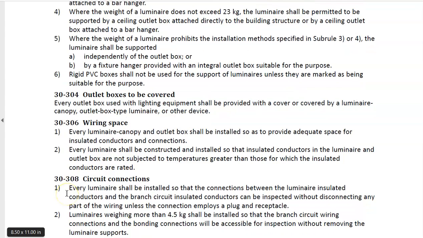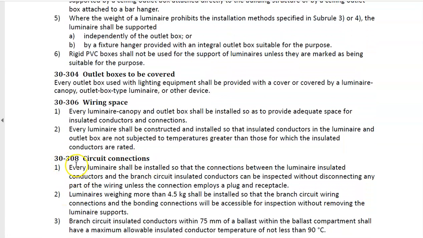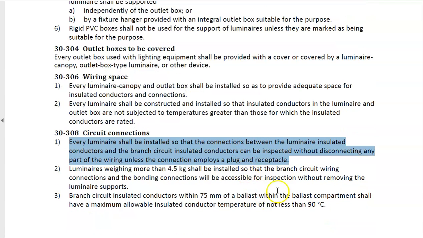And then this one over here is a big one to us, 33-308. Every luminaire shall be installed so that connections between the luminaire insulated conductors and the branch circuit insulated conductors can be inspected without disconnecting any part of the wiring unless the connection employs a plug and receptacle. So you need to be able to open stuff up without having to take power apart. If you take a look at troffers, you have that plate on the top that you can open up, or you can pull down the bottom part of the fixture and you can remove the ballast cover. We're supposed to be able to inspect without necessarily having to separate any wires, just because of the values of voltages that we are going to have.